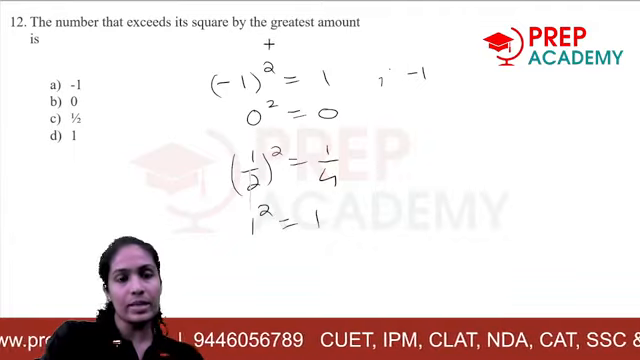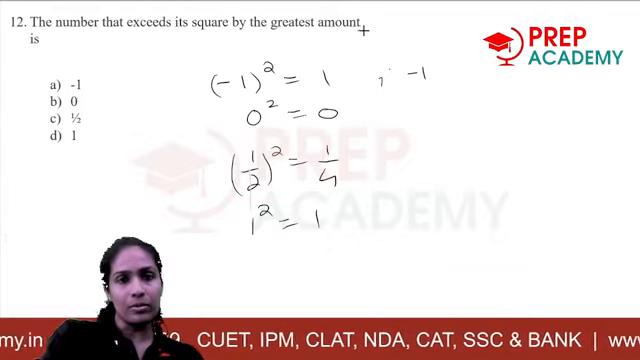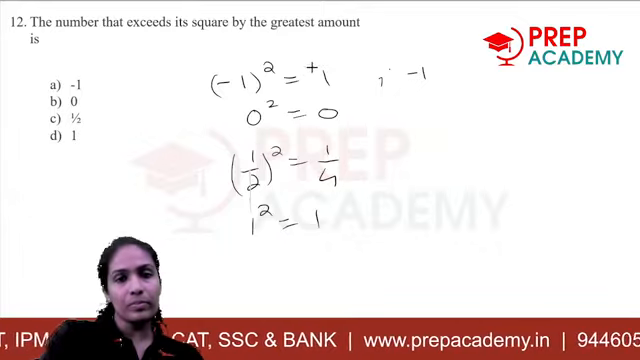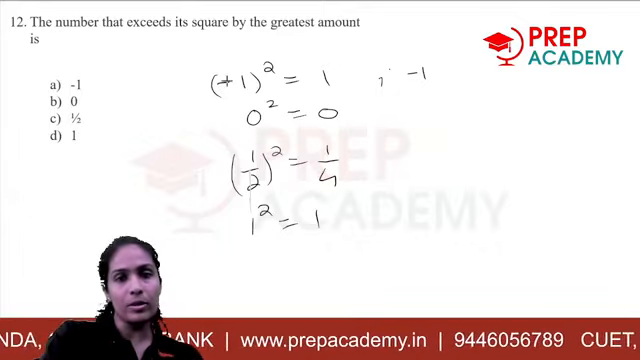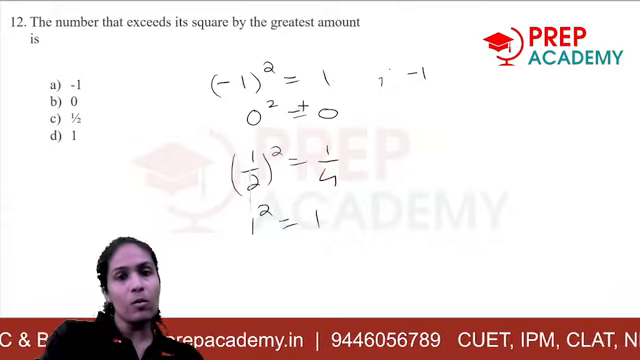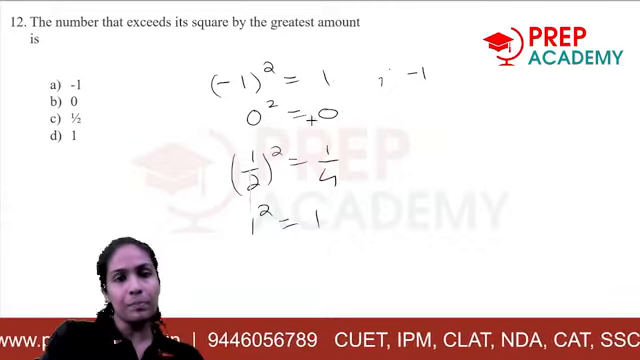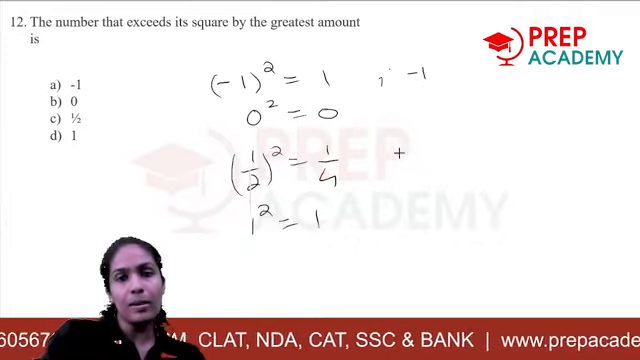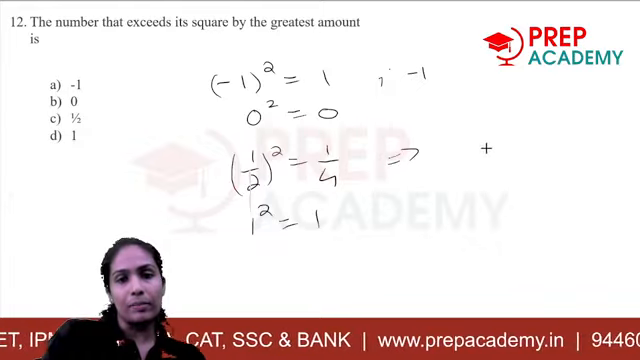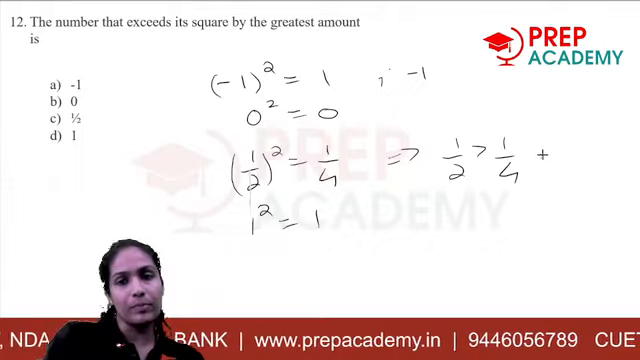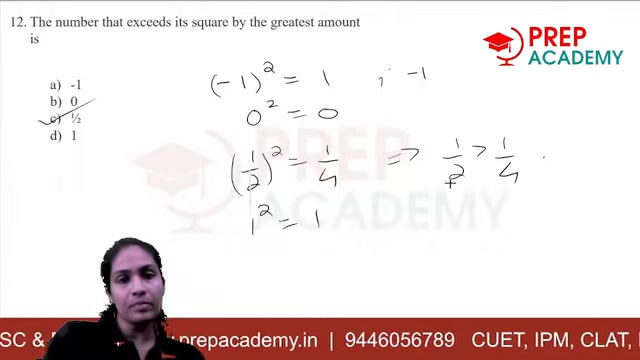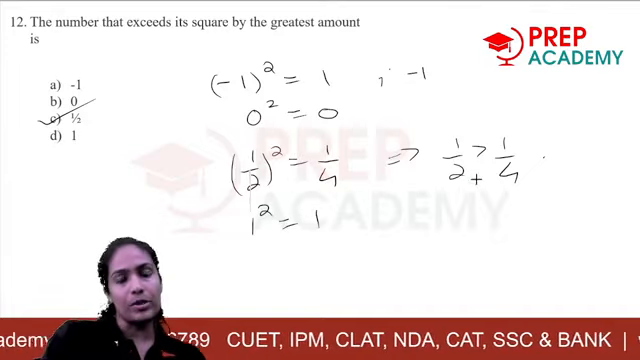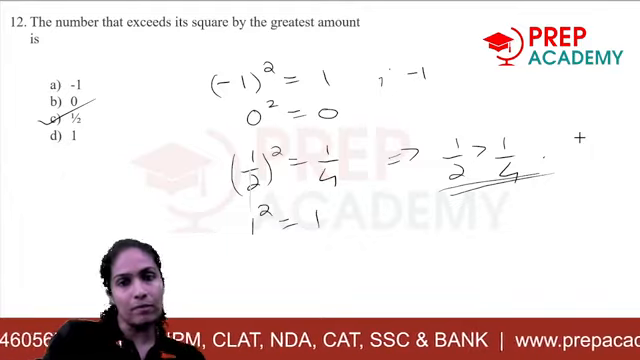Just to find that number that exceeds its square by the greatest amount. The number actually exceeds its square. So here minus 1 and 1, the number does not exceed the square because minus 1 is less than 1. In 0, both the square and the number are equal. Third option, the number is 1 by 2 but the square is 1 by 4. That is, the number exceeds its square. Okay, 1 by 2 is greater than 1 by 4. To take the case of 1, 1 square is equal to 1, that's the number and the square. So the correct option is option C, 1 by 2.